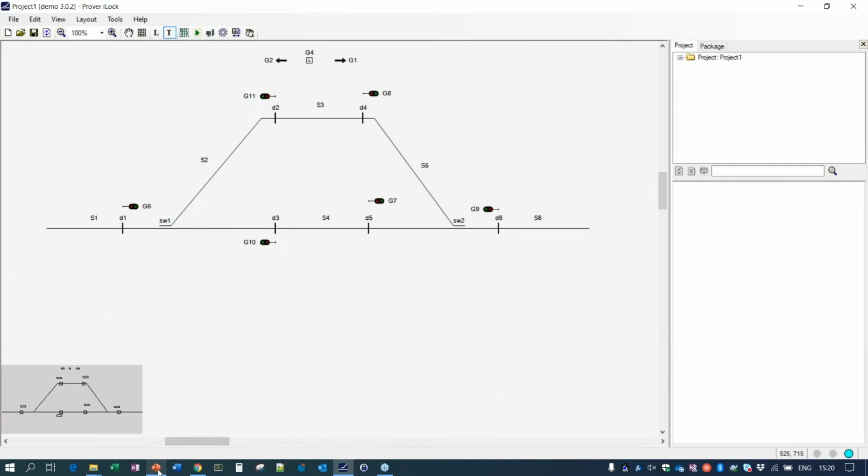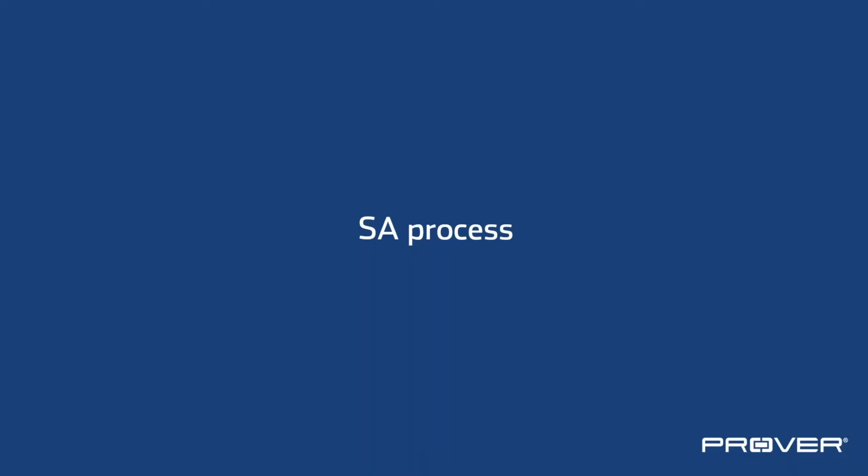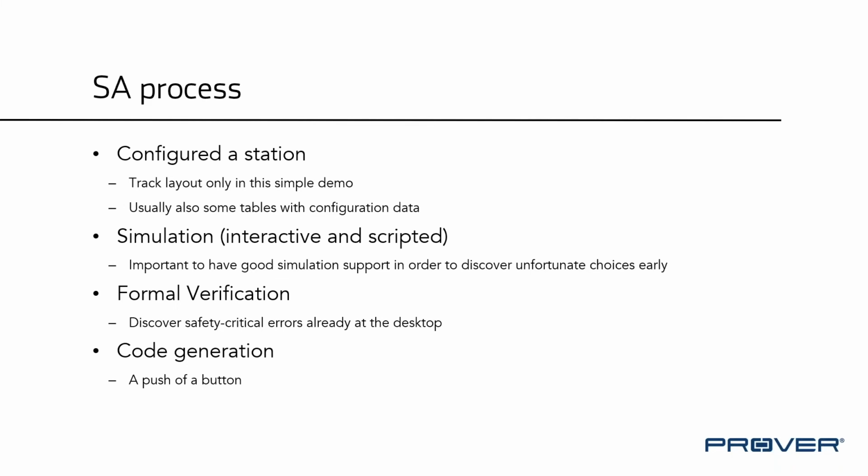Okay, so let me go back here to this and quickly look at what we did for the SA process. We did the following: configure the station. That was only drawing the track layout because this is a simple demo and I wanted it to be quick. But usually you also need to complete a number of tables with configuration data. It can be, for example, timer values, but it can also be, if you don't want generic definitions of protection objects or other things, that you might want to enter in the configuration tables which objects to use as protection and similar things.